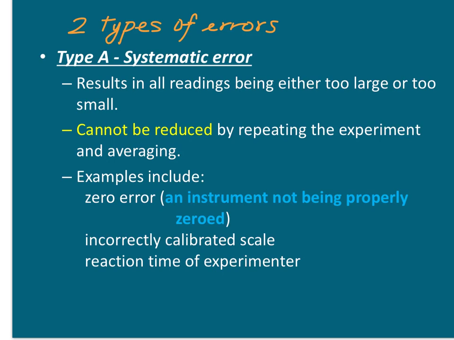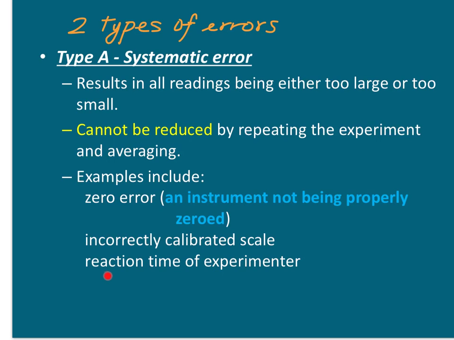That means a measuring instrument has not been properly zeroed before it is used for measuring. The second example is incorrectly calibrated scale. For example, the scale on the ruler may not be perfectly accurate.